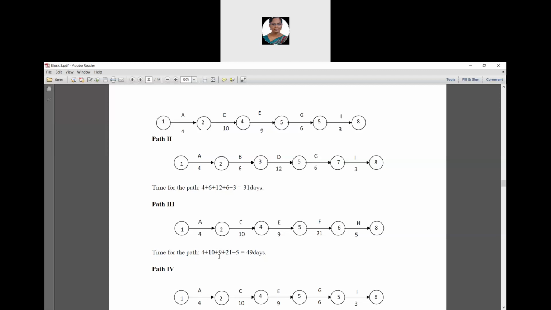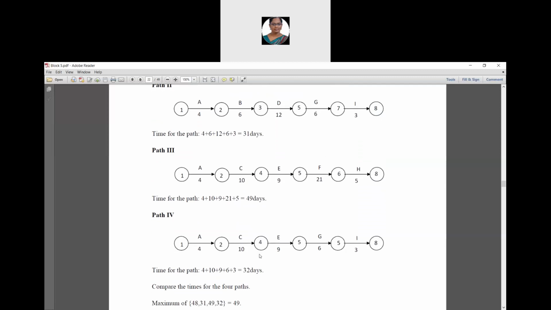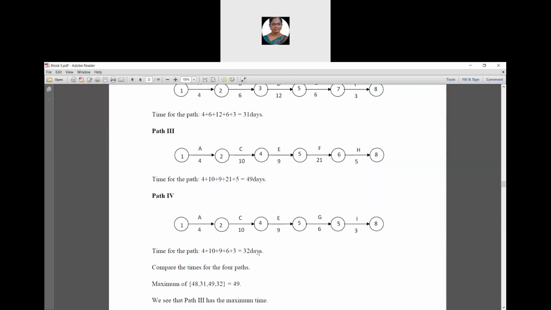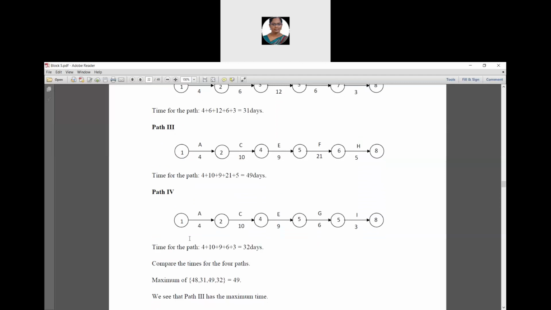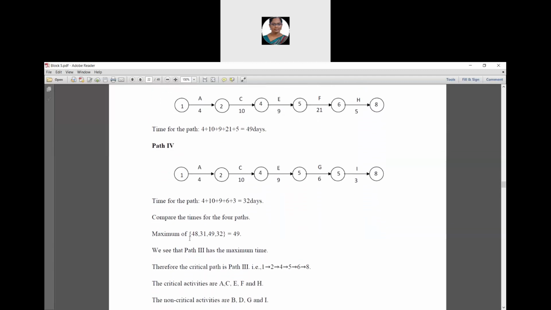So the time value for this path is 4 plus 10 plus 9 plus 21 plus 5. It is 49 days. Then path 4 starts from the starting node 1 and ends with the ending node 8.